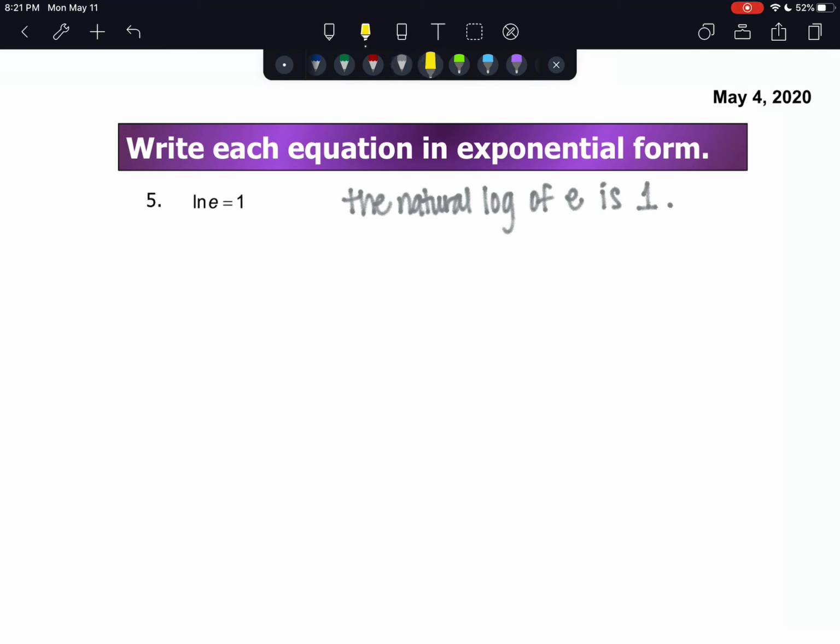So we always preface the argument. I believe the argument, I've been using blue. We always preface the argument with the word of. So when we're reading this out loud, we don't say ln e, we don't say natural log e, we say the natural log of e equals 1.